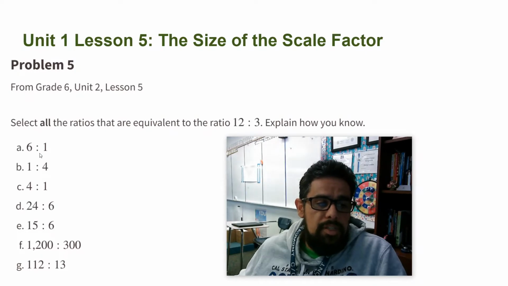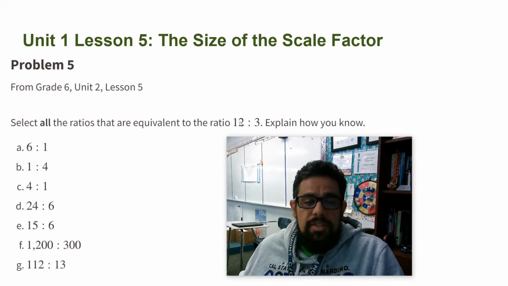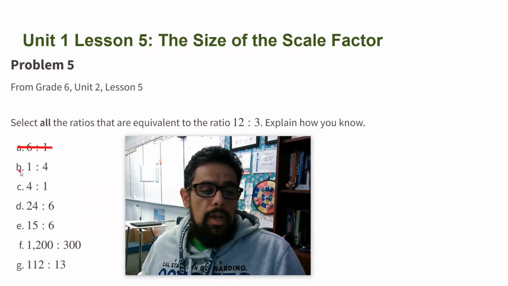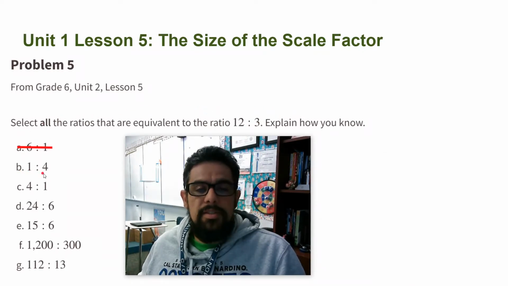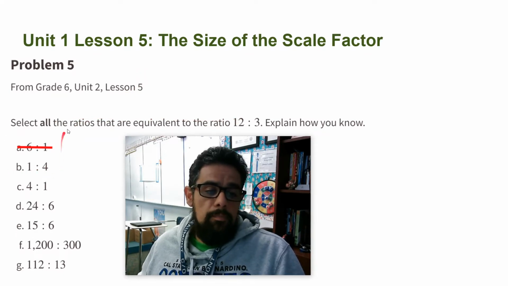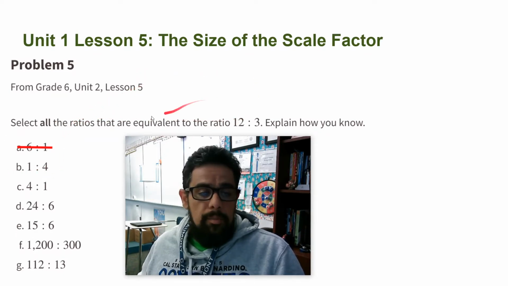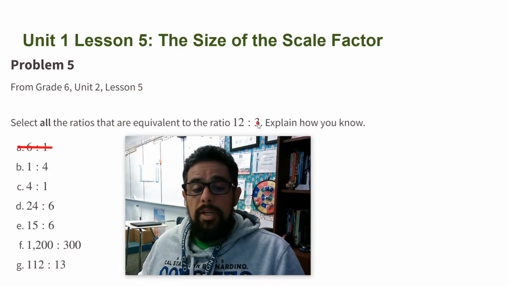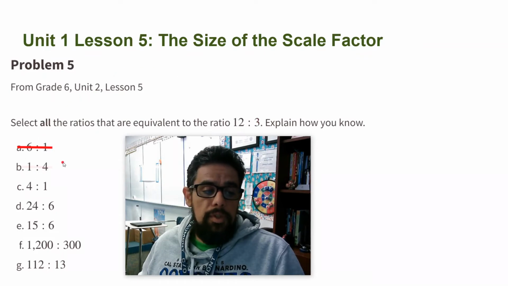So the first one here, 6 and 1. Well, I know 6 is 12 divided by 2, and 1 is not 3 divided by 2. So this one is not an equal ratio. Part B, 1, 4. I can tell right away that this is not going to be an equal ratio because the order has changed. In the original one, the larger number was first, and in this one, it is not first anymore. And I can also do 12 divided by 12 gives me 1, but if I do 3 divided by 12, I am not going to get 4, so that one doesn't work.